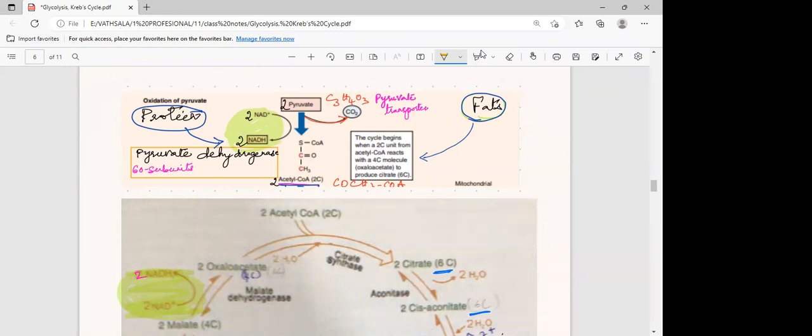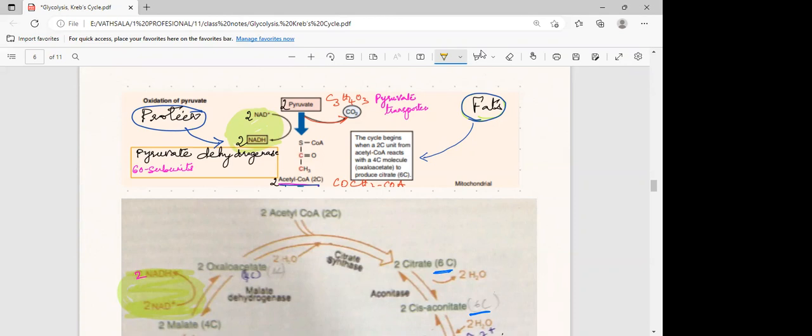So how is this pyruvate oxidized further? See, this particular cycle begins, you can see in this box, whatever is written there. The cycle begins when a 2-carbon unit from acetyl-CoA reacts with a 4-carbon molecule, oxaloacetic acid, to produce citrate. So citrate is the first compound that is formed here.